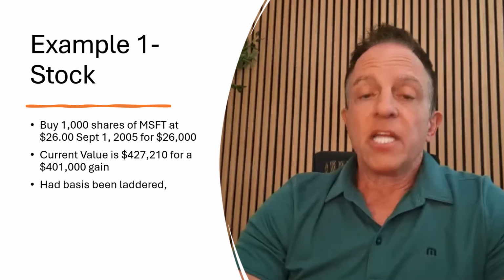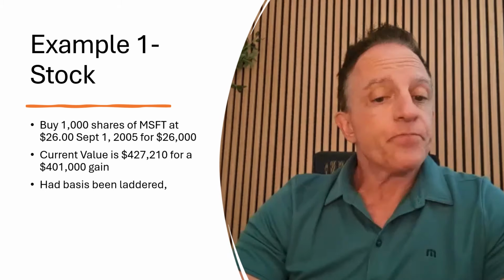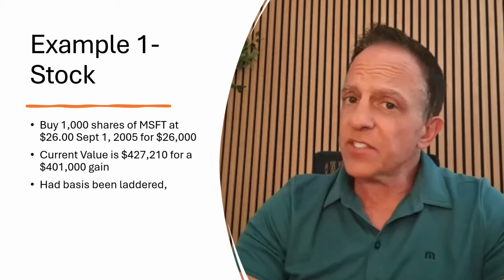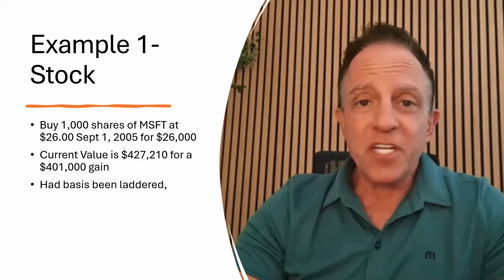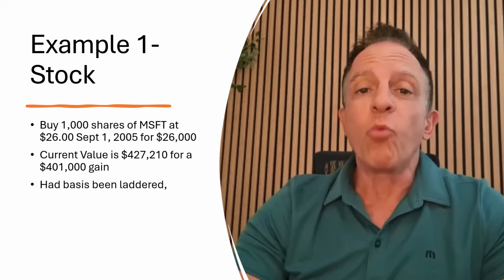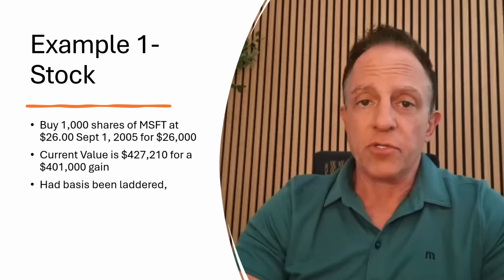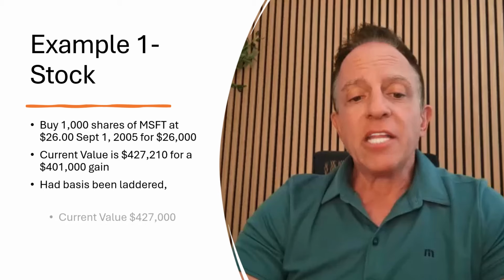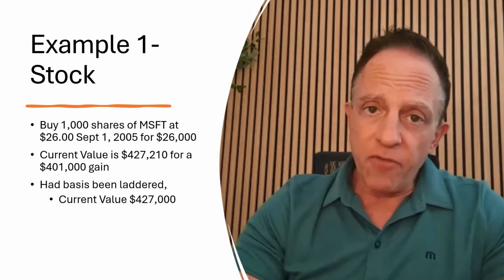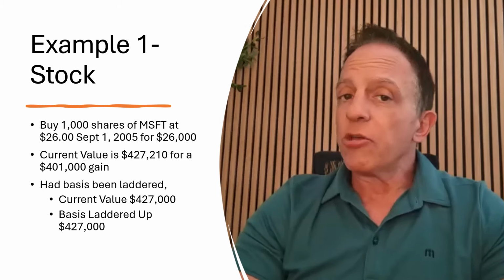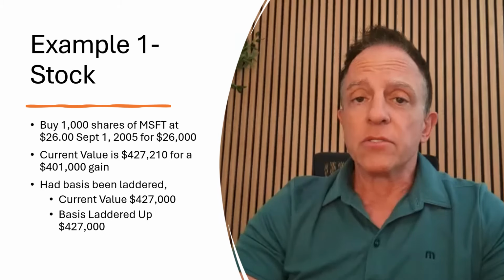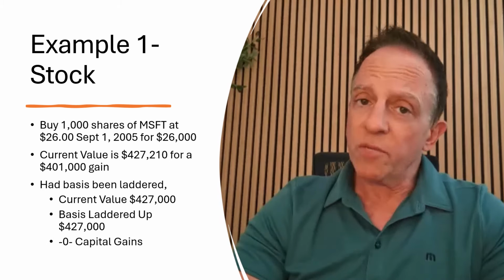You sell it all and then take that $400,000 gain? Because the problem is that's going to throw off all your numbers. You're not going to get that at a 15% tax rate. You probably won't even get that at the 20% tax rate. So had the basis been laddered and every year you're using this technique I'm about to teach you, your current value could have been $427,000, but your tax would have been zero.